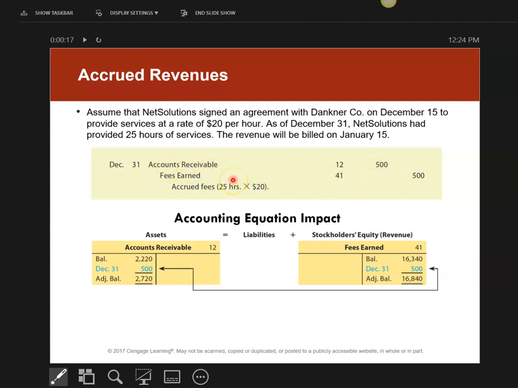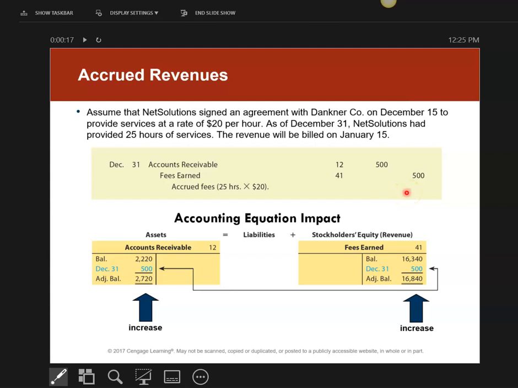Now my revenue account is called fees earned. Okay? So this journal entry is accrued revenues. It's always exactly the same debit and the same credit. The only thing that changes is how much.